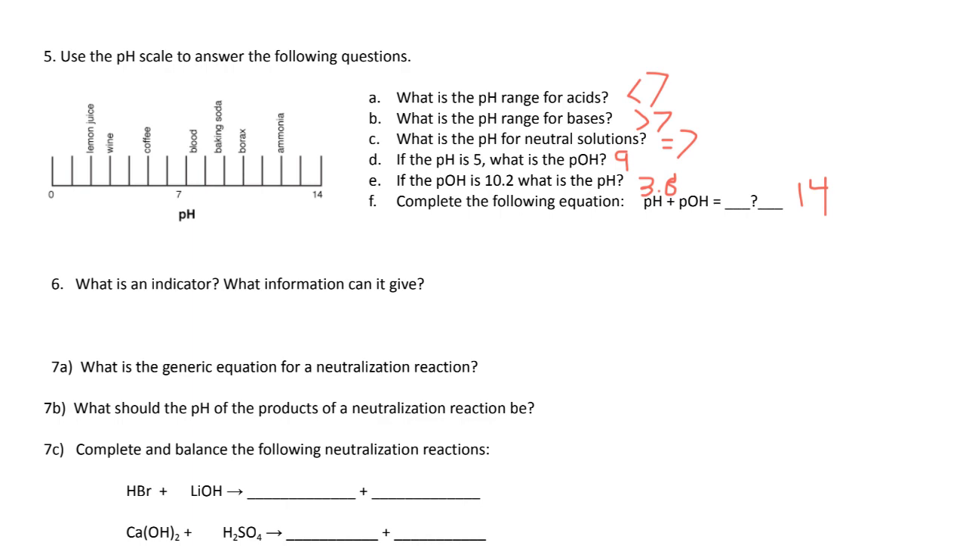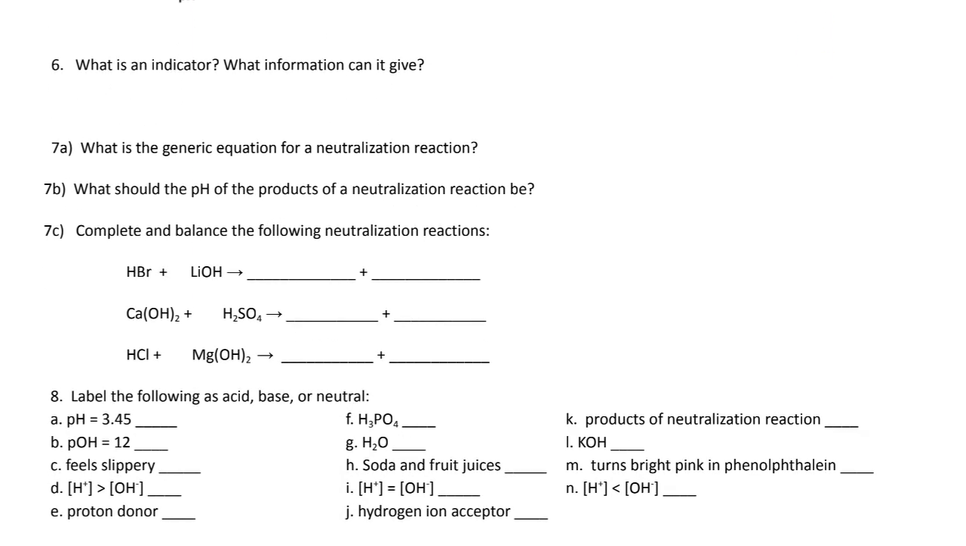All right, what is an indicator? What information can it give? It's a chemical that changes color with pH. And so the key information that gives us is it gives us the equivalence point of a titration.